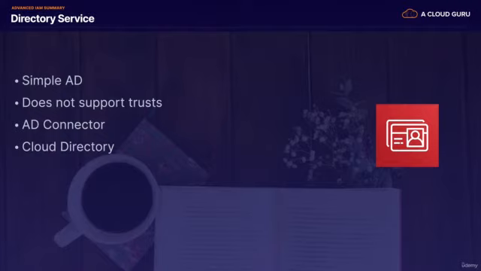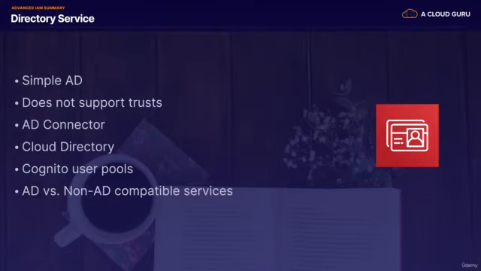Next, we covered Cloud Directory. This is a service for developers looking to work with hierarchical data. And Cloud Directory has nothing to do with Microsoft AD. Another service we covered that also has nothing to do with AD is Cognito User Pools. This is a managed user directory that works with social media identities. So I know it can be a bit confusing because AWS lumps all of these various services together under the title Directory Service, even though they're all distinct services on their own. Some are AD compatible and some are not. So you'll want to go back and review which are AD versus non-AD compatible services.